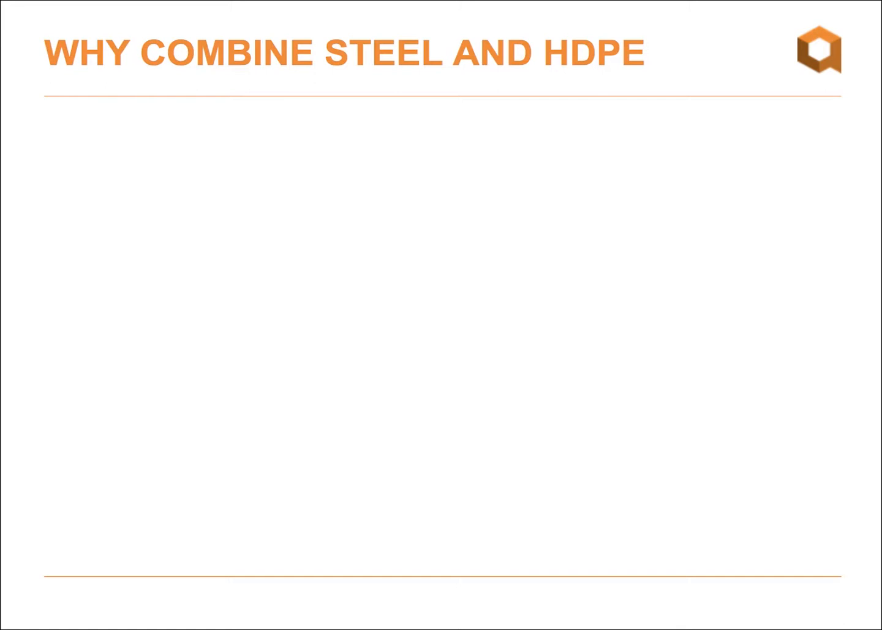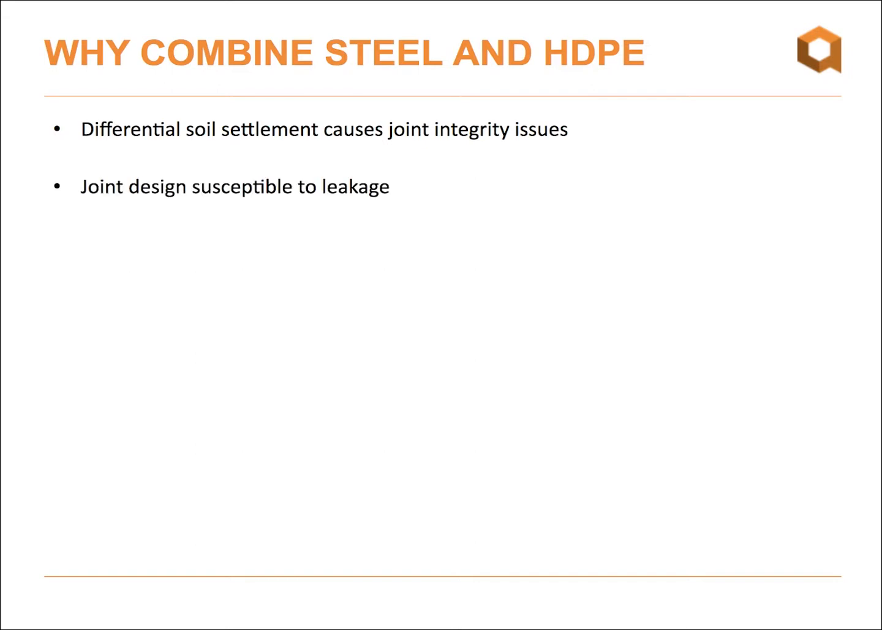So again, why combine steel and HDPE to create a larger diameter pipe offering while there are already large diameter pipe options available in the marketplace? Well, these large diameter pipe options unfortunately have issues. Most of these options are very heavy material, so they're susceptible to differential soil settlement that may cause joint integrity issues. Their joint design offers very limited insertion, which can lead to potential leakage risks all over your system.